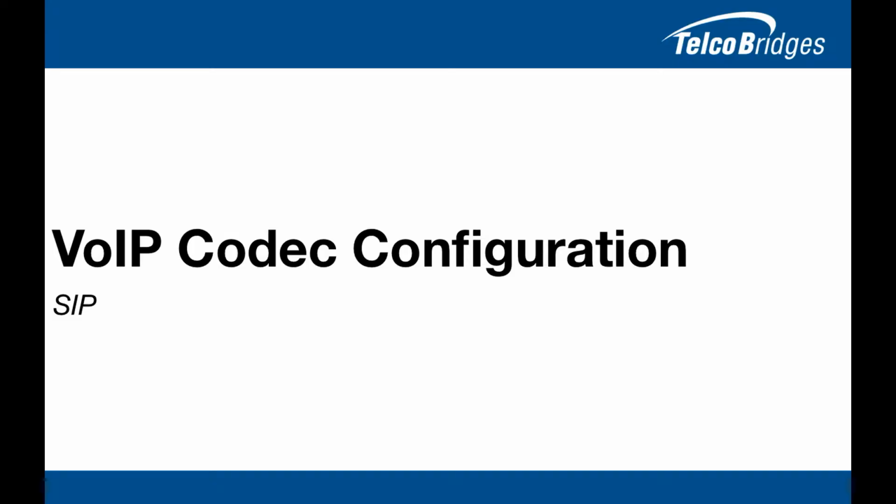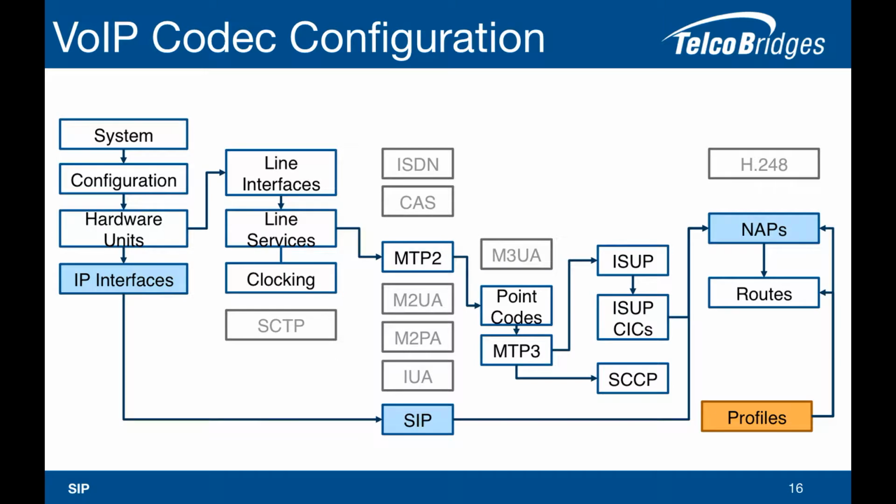The next section will show you how to configure SIP calls voice over IP codecs from the TelcoBridges T-Media Gateway web portal. This configuration flow diagram illustrates where we are in the configuration process. Now that we have configured SIP and SIP NAPs, the next step is to define profiles to describe per-call system behaviors and configurations, such as the voice over IP codecs.